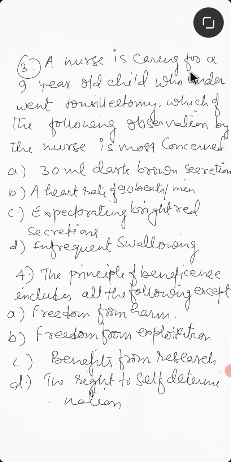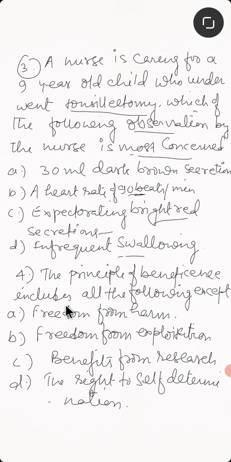A nurse is caring for a 9-year-old child who underwent tonsillectomy. Which of the following observations by the nurse is most concerning? A child had tonsillectomy. Then, which of the following observations is going to be most concerning for a nursing personnel? The first option is 30 ml dark brown secretion. Option B is a heart rate of 90 beats per minute. Option C is expectorating bright red secretion. Your fourth option is infrequent swallowing.